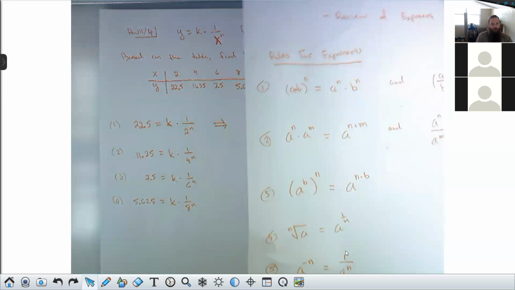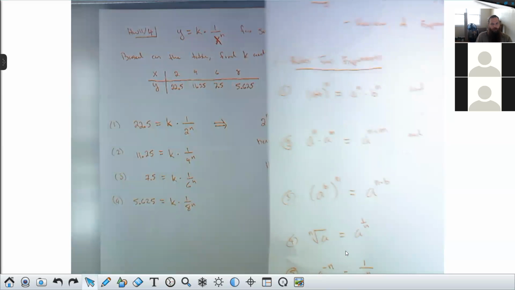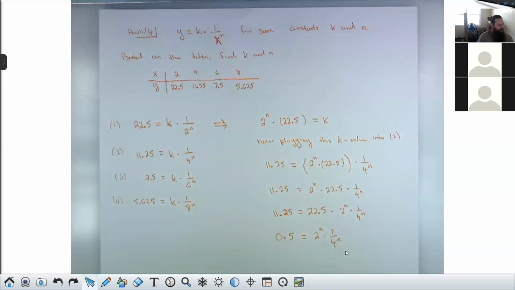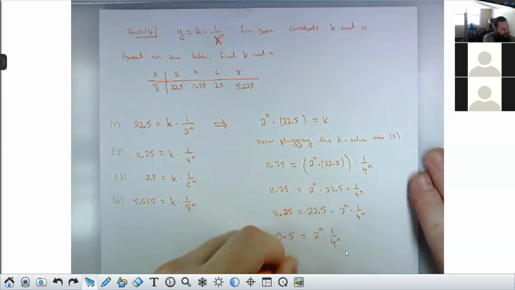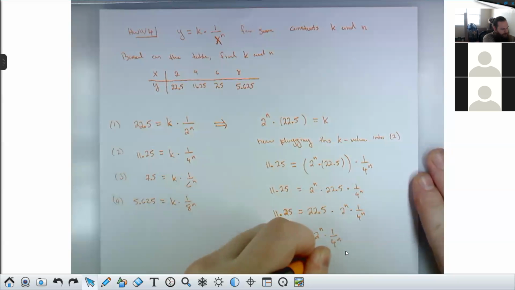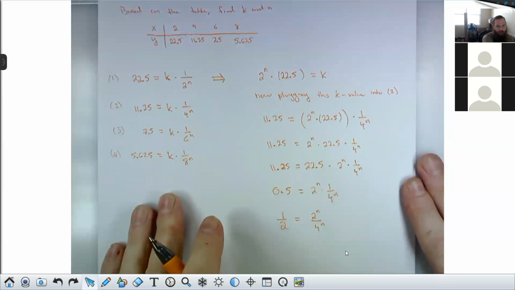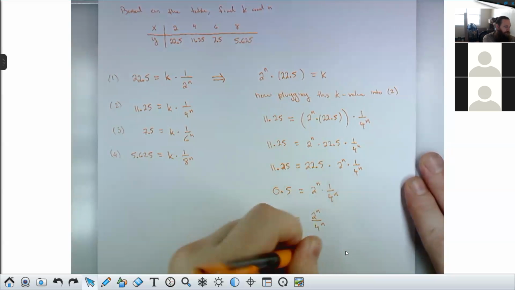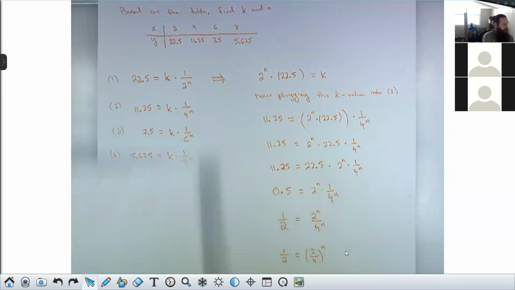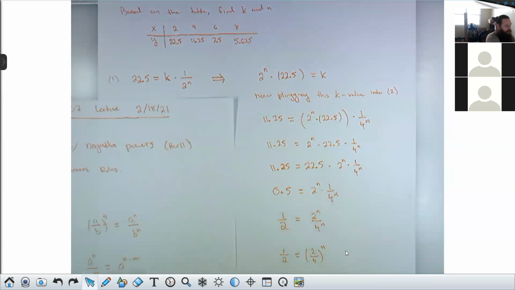Remember your exponent rules. So 0.5 is the same as 1/2. And this is the same as 2 to the n over 4 to the n. So what we have here is 1/2 is equal to 2 over 4 to the n. Right? I'm using this rule.